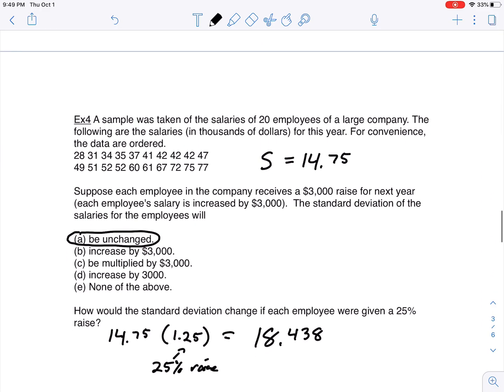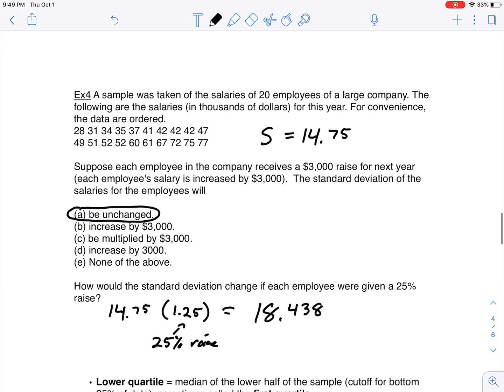Take a look at this. It's kind of interesting, talking about resistant and non-resistant. We'll take a look at how this works. We have a sample of 20 employees' salaries from a large company with the following salaries. These are in thousands of dollars, so all these people make this much money.